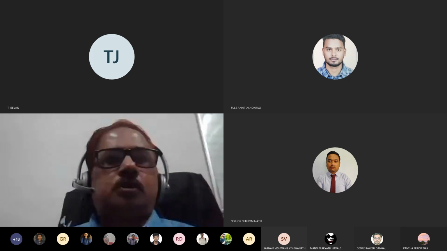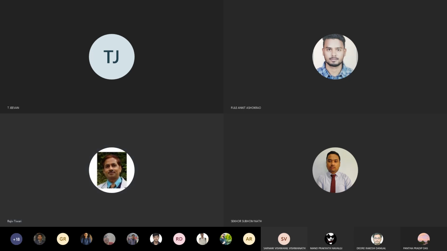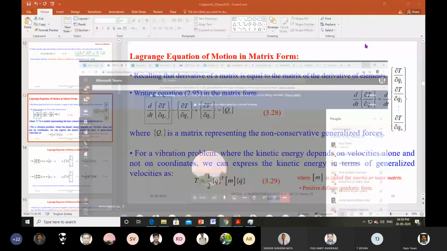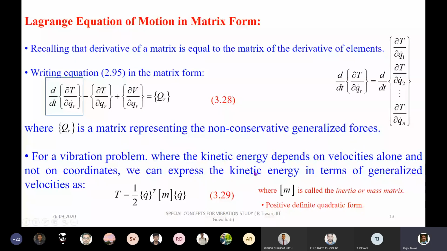Let us see the slide. I was just explaining that once we have the concept of the flexibility influence coefficient, element, that is having this form.